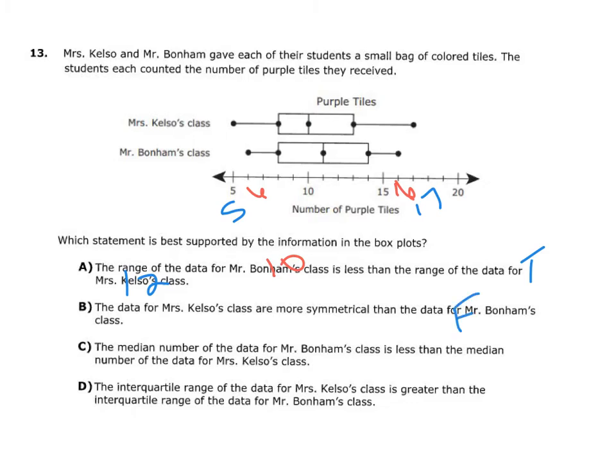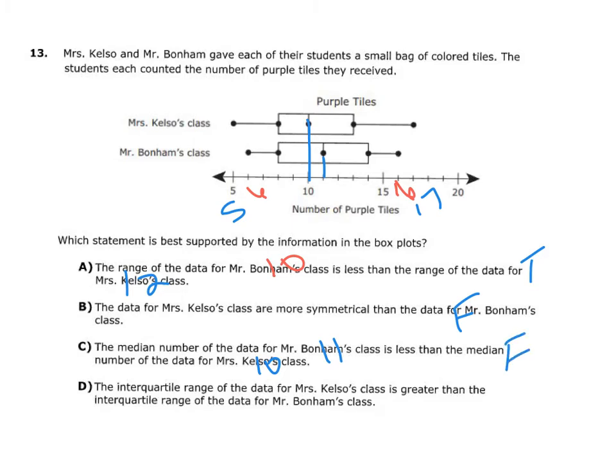For letter C, the median number of the data for Mr. Bohem's class is less than the median number of data for Mrs. Kelso. So Mr. Bohem's class is 11. Mrs. Kelso's class is 10. So is 11 less than 10? Nope, so that will be false.